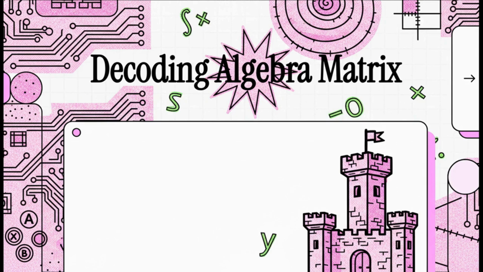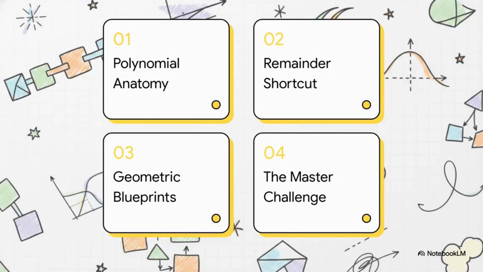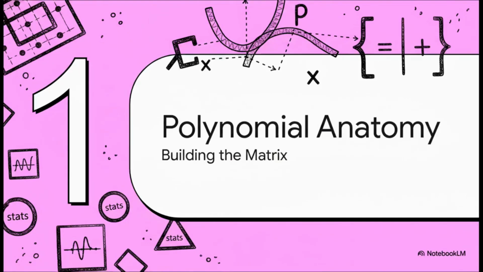I'm going to be your universal mathematical architect today, and together, we're going to crack the code on how these abstract expressions actually shape the mathematical world around us. Let's get into it. To conquer this matrix, we've got to beat 4 distinct levels. We'll start with the anatomy of polynomials, unlock the ultimate remainder shortcut, construct some geometric blueprints, and finally, face off against the master challenge.